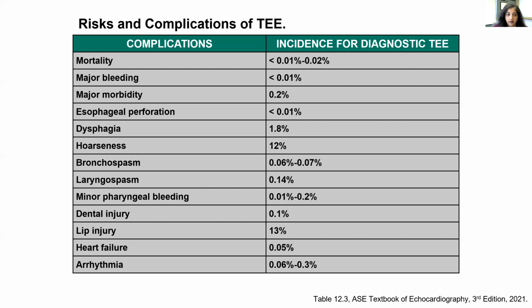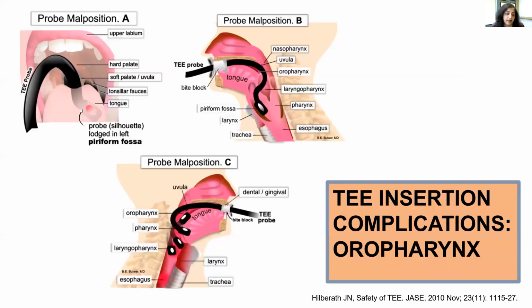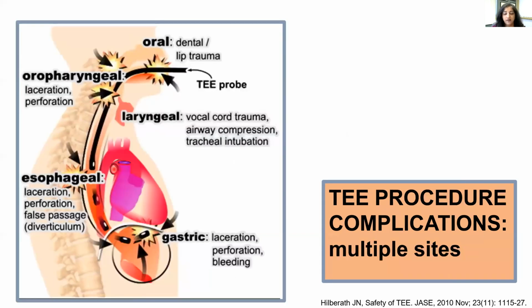These are the numbers for the risks and complications of TEE taken from our ASE textbook. And these are some nice images of basically complications: the complications of TEE insertion, the trauma, and the different positions where the probe can be malpositioned that lead to complications. And these are the multiple areas of trauma that can happen during the TEE procedure: the oropharynx, the larynx, the esophagus, and the stomach.